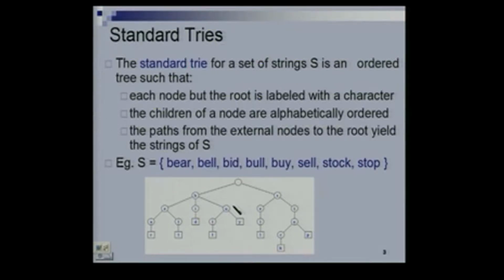What is the significance of circular and square? The square here just reflects that it's a leaf node, corresponds to a word, the end of a word. Okay, clear?